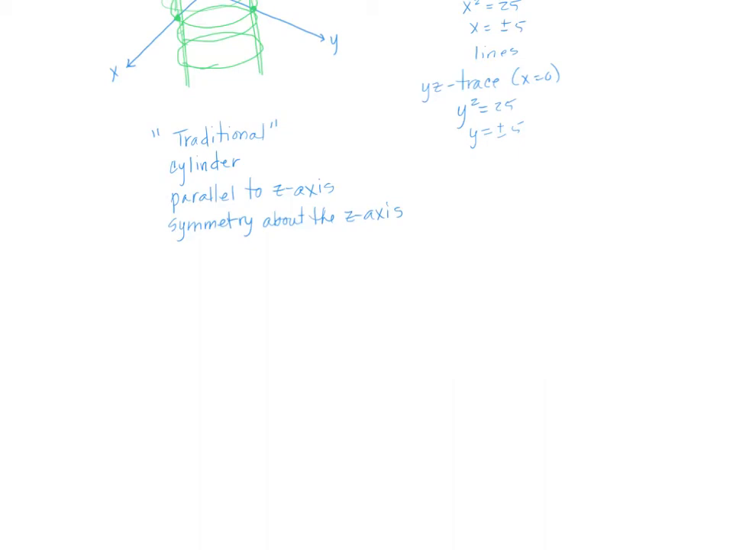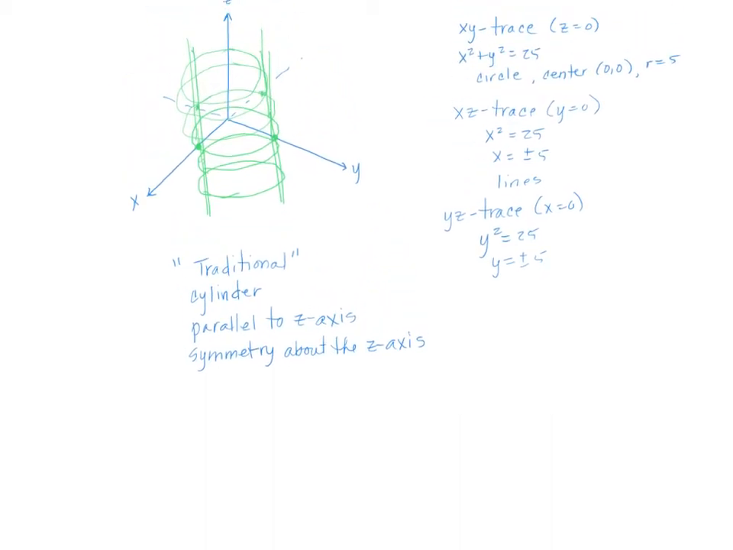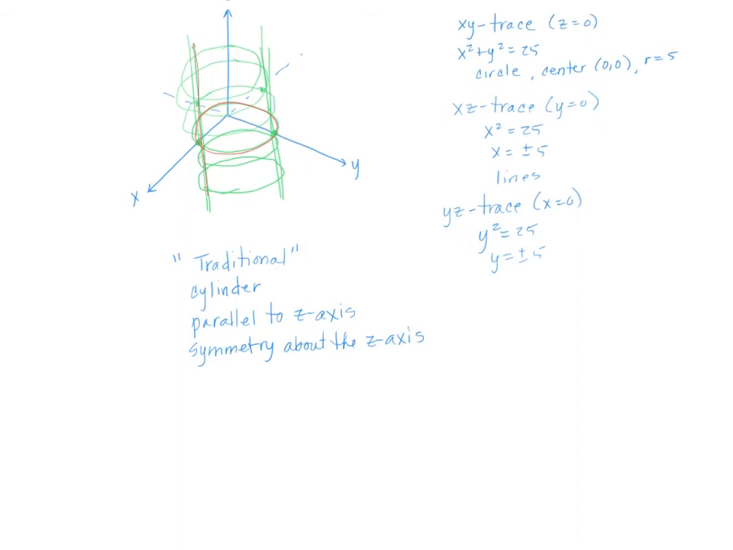However, just because something is parallel to an axis does not mean that there's symmetry. What I mean by symmetry is that if I take any one of these lines and I rotate it around the circle, around the axis, then what I get is my cylinder. So generating any one of those lines around the z-axis will give me my cylinder.